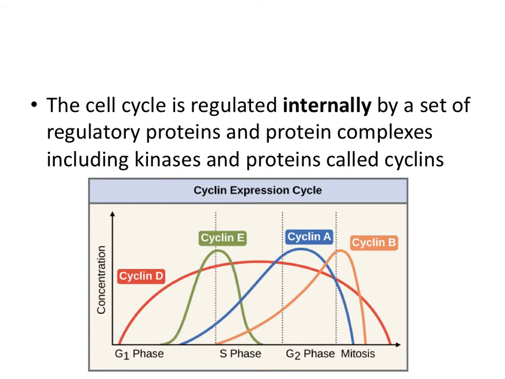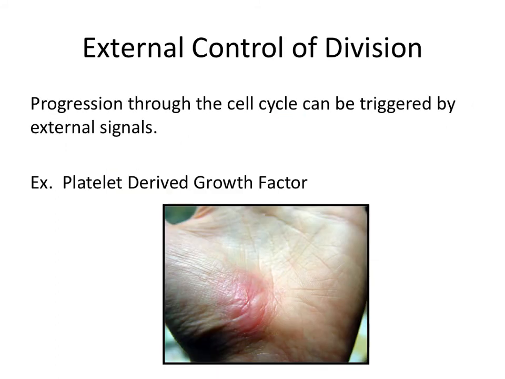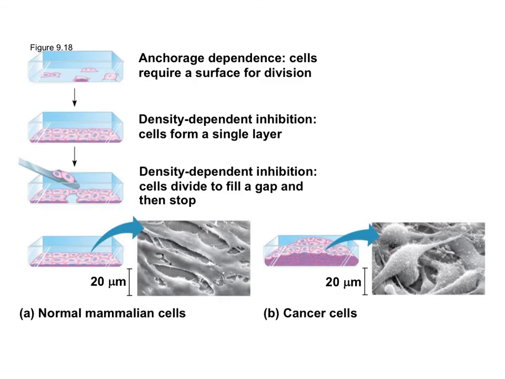So anyway, internal regulation here. External regulation is another way that cell division or cell cycle can be controlled through different hormones. We can also control division externally through what's happening around the cell. So for example, let's say the cell is having trouble anchoring to a surface, as we have here. It may not divide. It shouldn't divide.